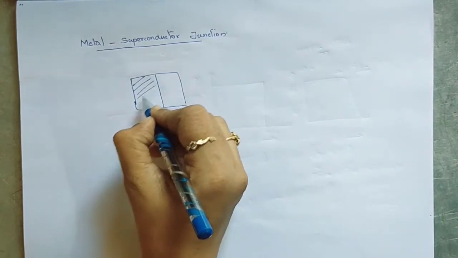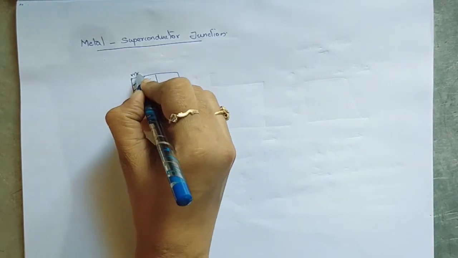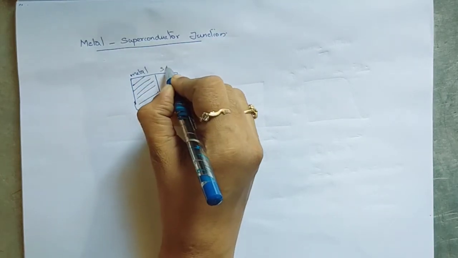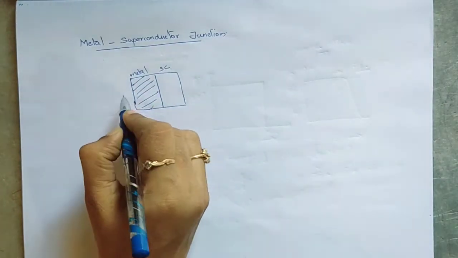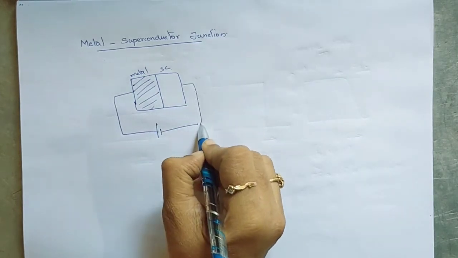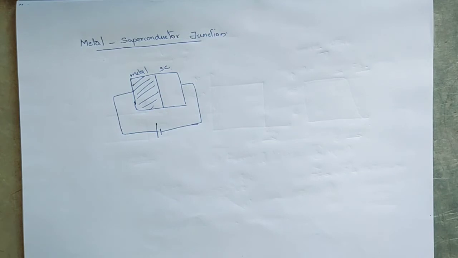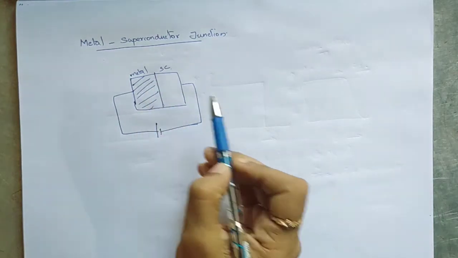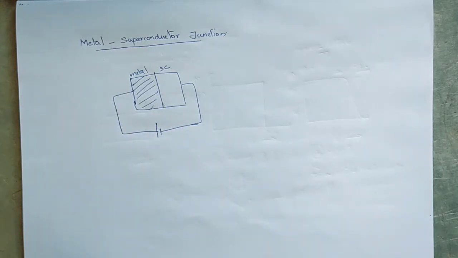This is metal, and this is the superconductor. If we apply the voltage, what is the behavior of the current voltage graph? This is the interface between the metal and the superconductor. Actually, this shows the non-ohmic behavior.